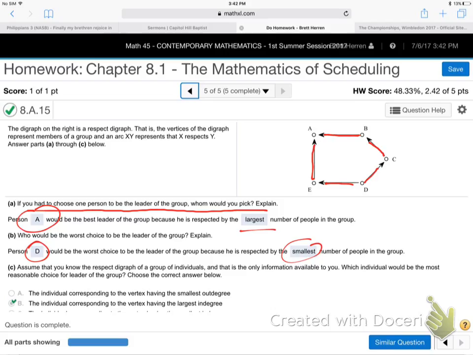Assume that you know the respect digraph of the group individuals, the only information available to you. Which individual would be the most reasonable choice for the leader? The individual corresponding to the vertex having the largest in-degree. Yeah, of course. We went over that, right?